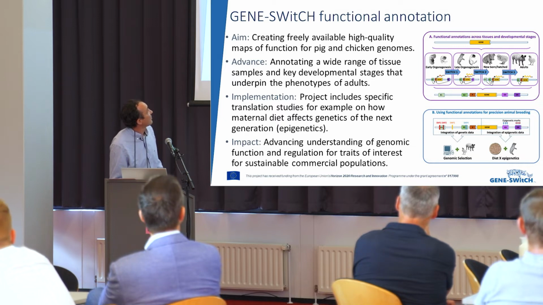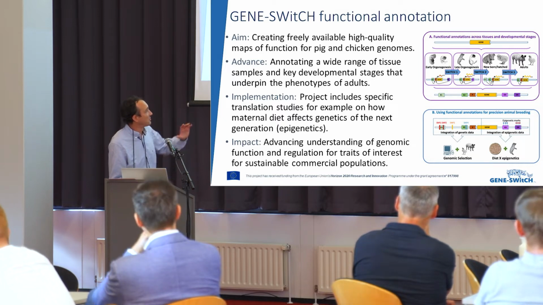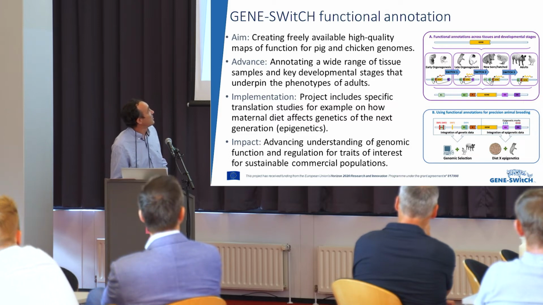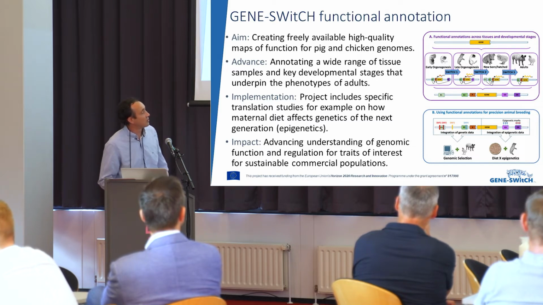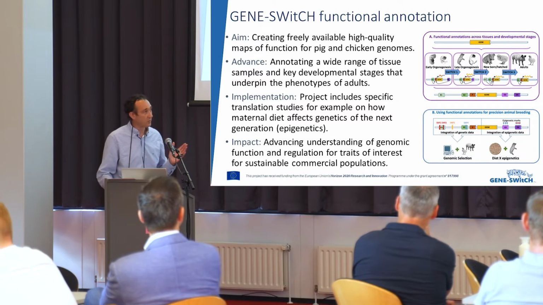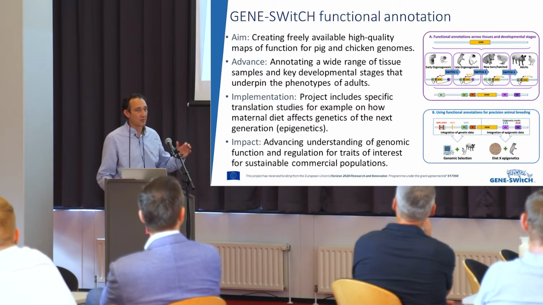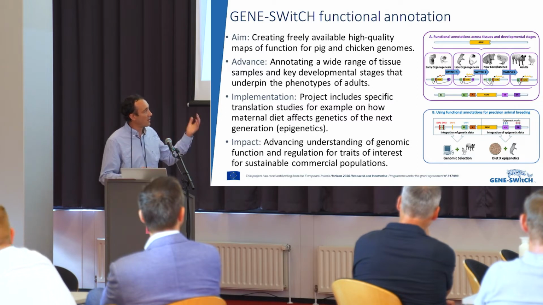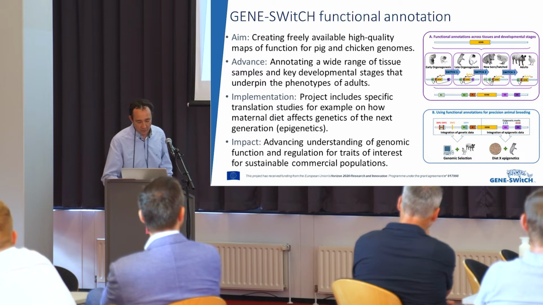So the first aim of GENE-SWitCH, again, I will repeat it a bit, but it's the same picture, so I won't detail much, is to create freely, so it's really open access, high-quality maps of the function of pig and chicken genomes. So I think you're aware of the ENCODE project for human. It's the same, with a bit less ambition, but it's the same for livestock species that we are trying to do at FAANG. And in our case, really to focus on pig and chicken.